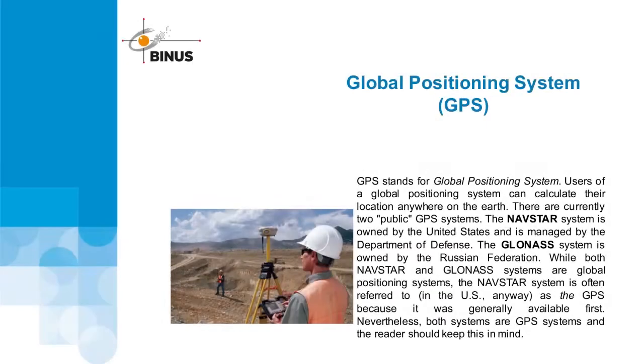The last modern surveying equipment is a global positioning system. A GPS can calculate its user's location anywhere on Earth. It uses the help of satellites for reading purposes. There are two public GPS systems, the Navstar system owned by the US and the GLONASS system owned by the Russian Federation.